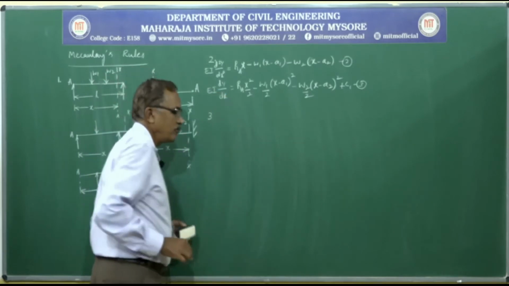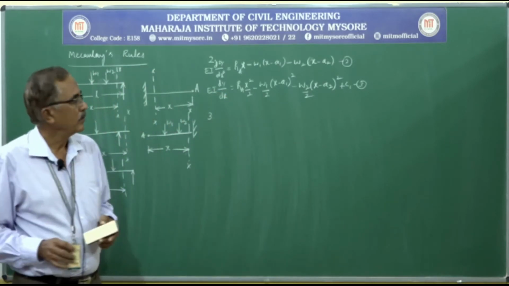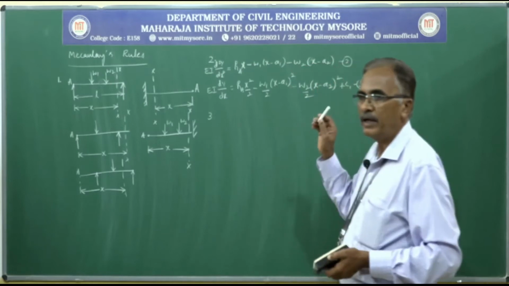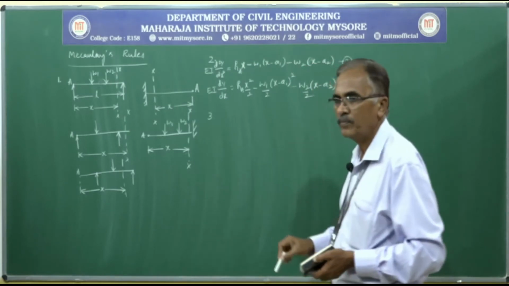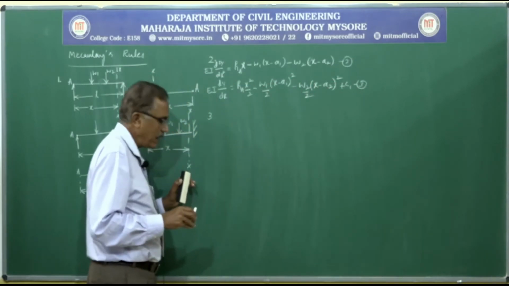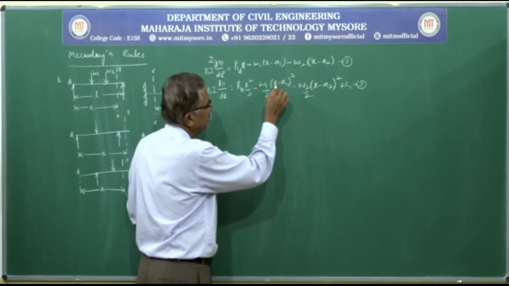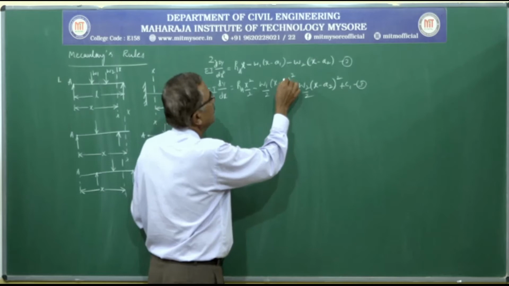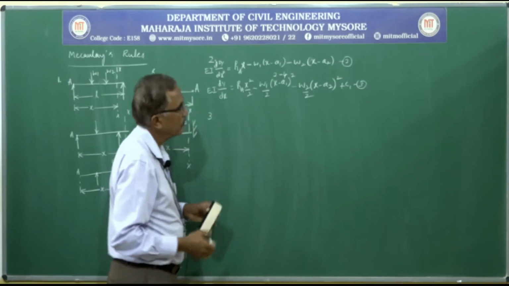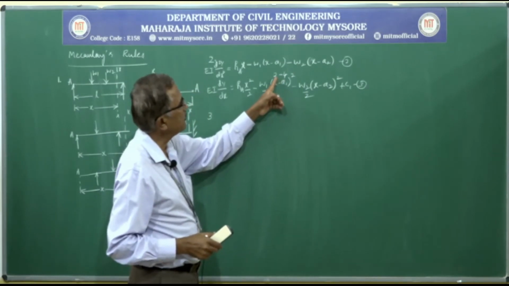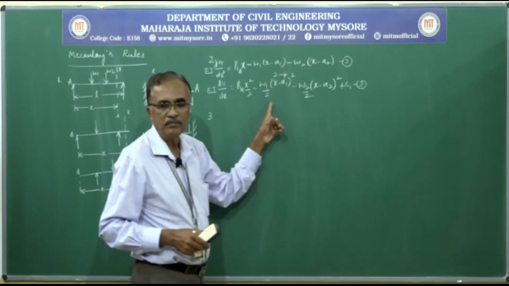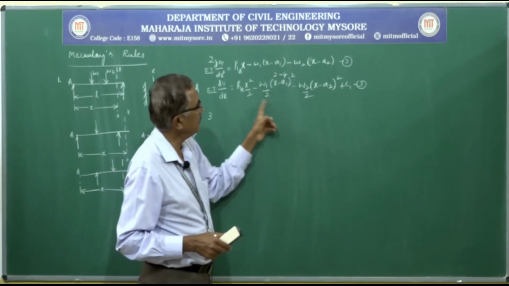Then the third rule of Macaulay is: when you apply boundary conditions to solve for C1 and C2, and even to calculate slope and deflection, if values are substituted inside the bracket, say for example the A value is 4 and the x value is 2, then it is minus 2. If the term becomes negative, simply we ignore the term and we don't consider it for further calculation.